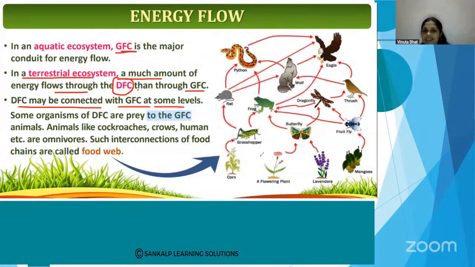So here you can see the detritus food chain and the grazing food chain. They are connected. Animals like cockroach, crows and humans are omnivores. Such interconnection of food chains is called the food web. Here you can observe both the food chains and the interconnection between them.